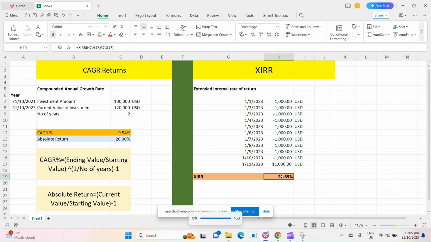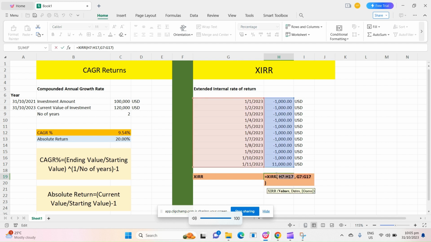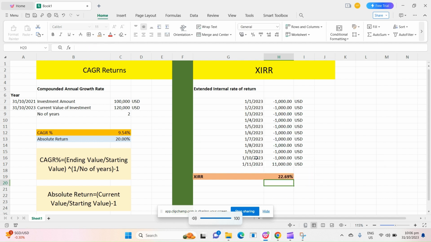If I have to calculate the XIRR in Excel, I can use a function called XIRR. XIRR is nothing but your internal rate of return. Internal rate of return takes into account the timing of the cash flows. Also, it takes into account the investments or withdrawals that have happened between the starting period and the end period. So in this example, you just have to use the XIRR function in Excel, give the values of your cash flow, then select the timing of your cash flow and hit enter. You see the XIRR is 22.69%.